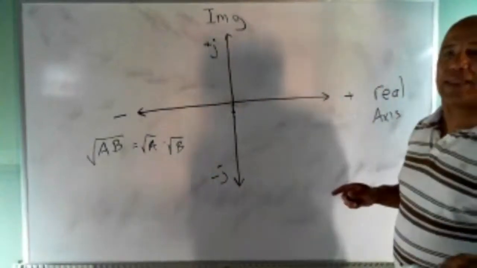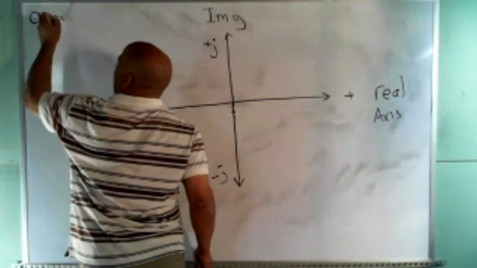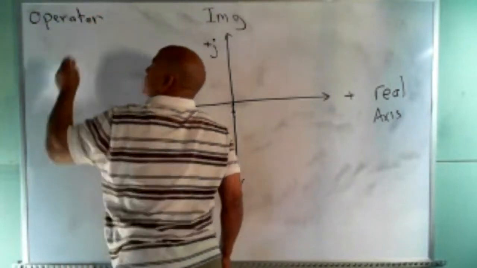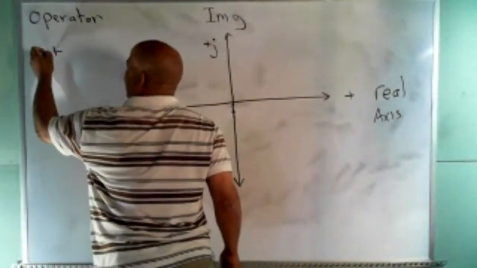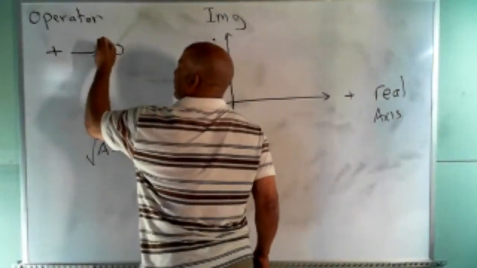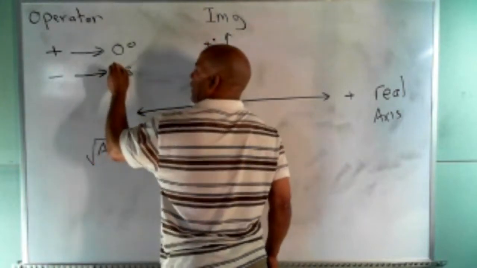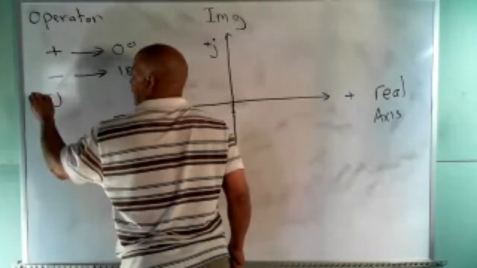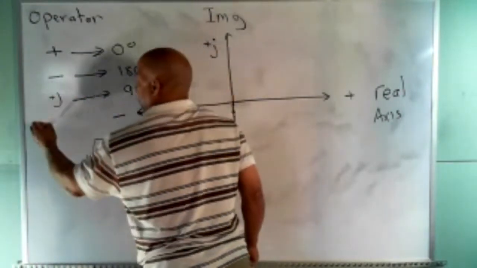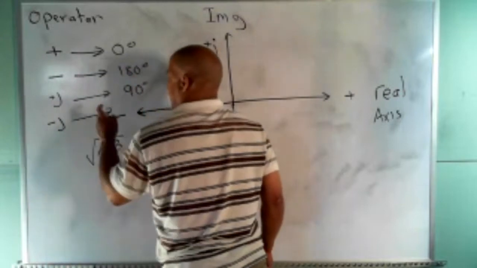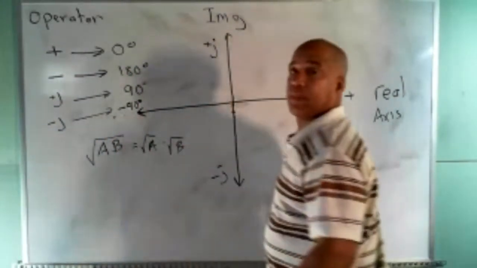And now the way you want to think about this is the operator tells you the phase. If I have the operator like this, then the phase is 0 degrees. If I have an operator like this, then the phase is 180 degrees. If I have an operator like this, then the phase is 90 degrees. And if I have an operator like this, then the phase is 270 degrees or minus 90 degrees.